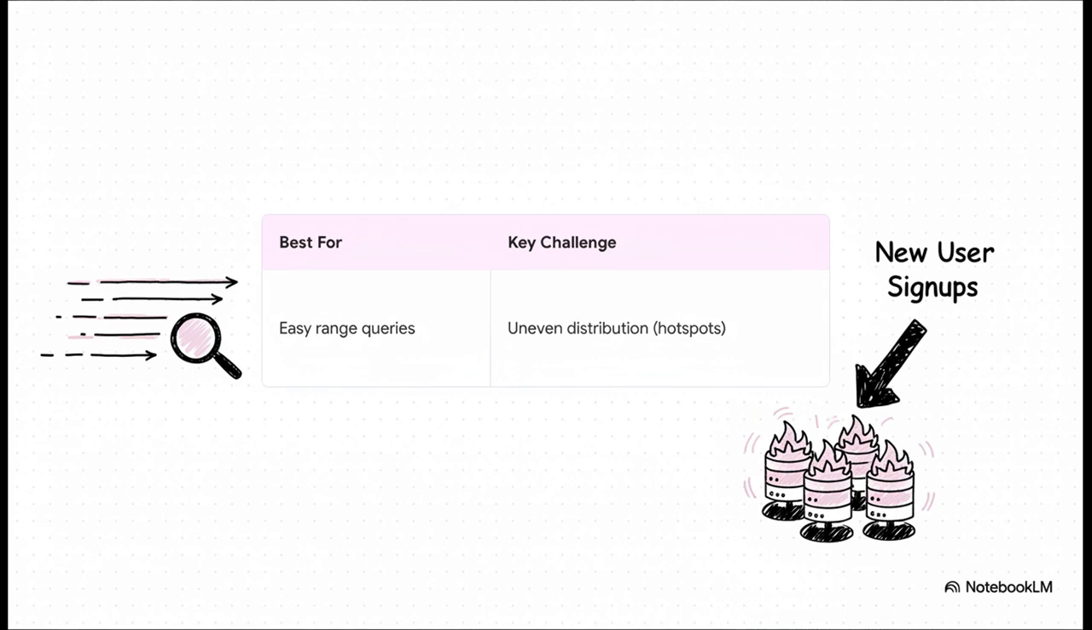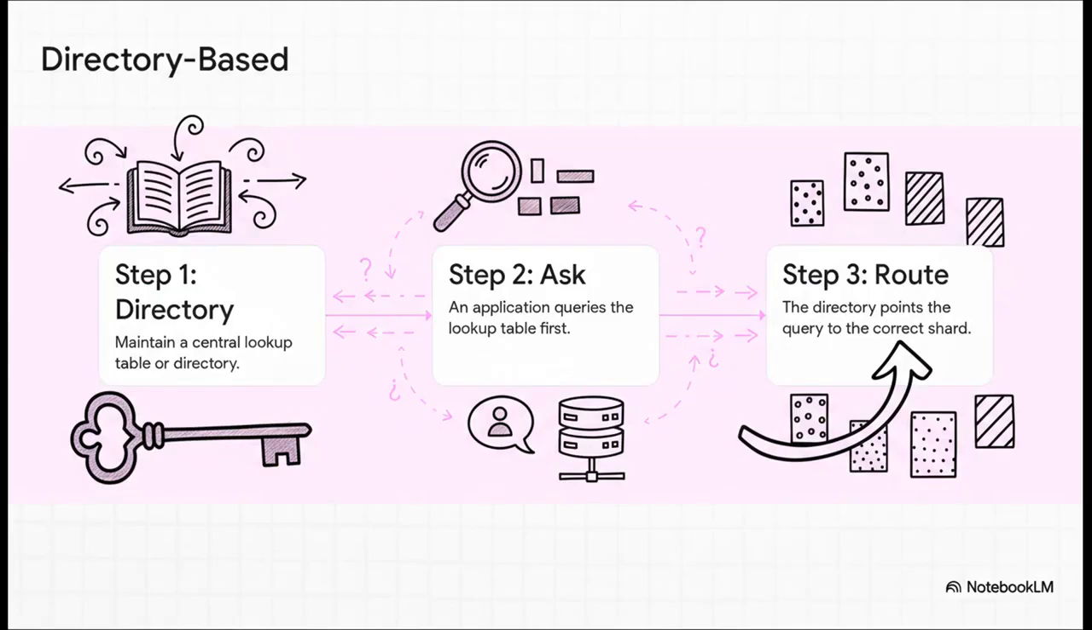It is fantastic for those range queries we just talked about. But its key challenge is uneven distribution. Just think about it for a second. If all your new users are signing up right now, all of that new data, all those writes, are hammering the very last shard. This creates what we call a hotspot, while all the older shards are just sitting there mostly idle. Not great.